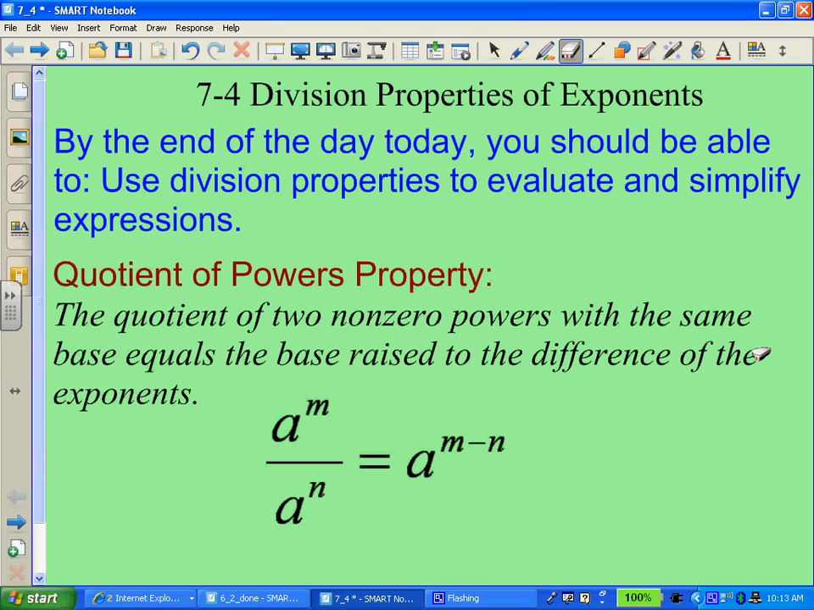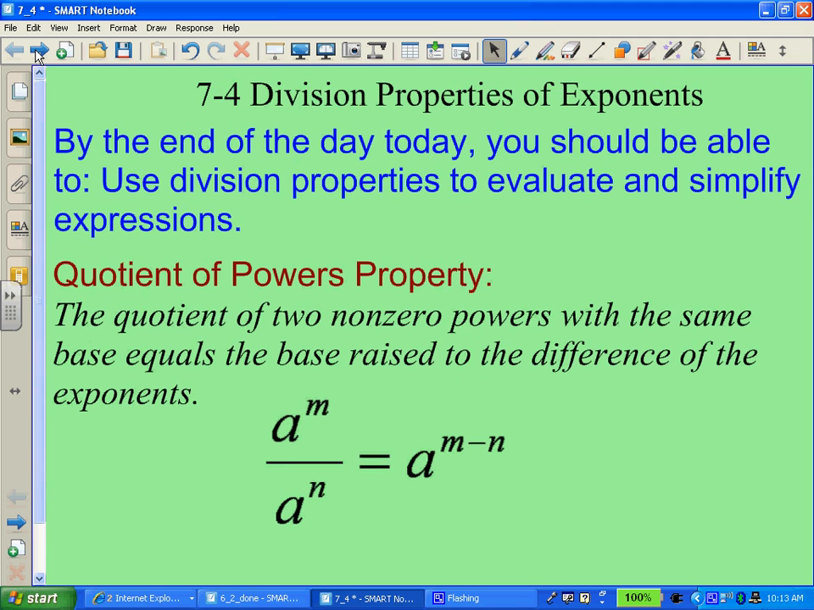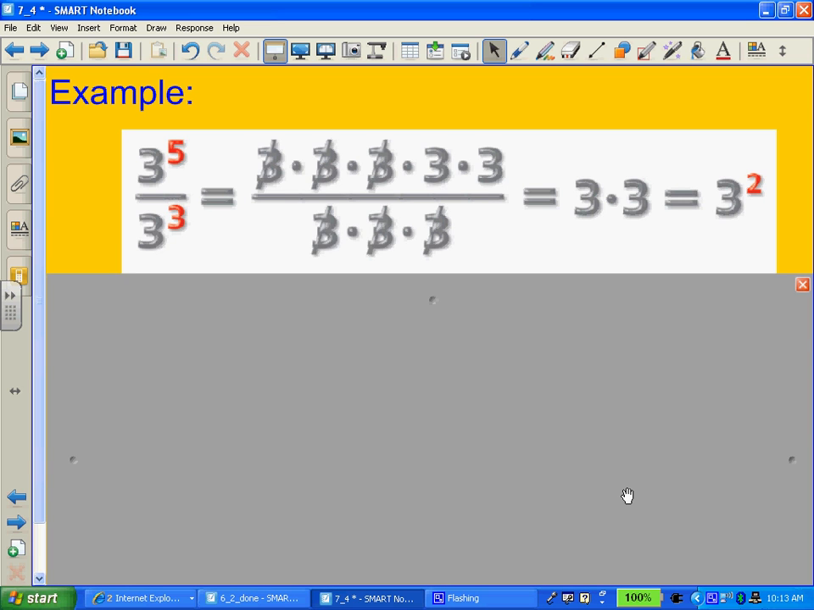When we have two things raised to a power with the same base, and same base is important again, and we're dividing them, then we're going to subtract the exponents. So a to the m divided by a to the n would be the same thing as a to the m minus n.